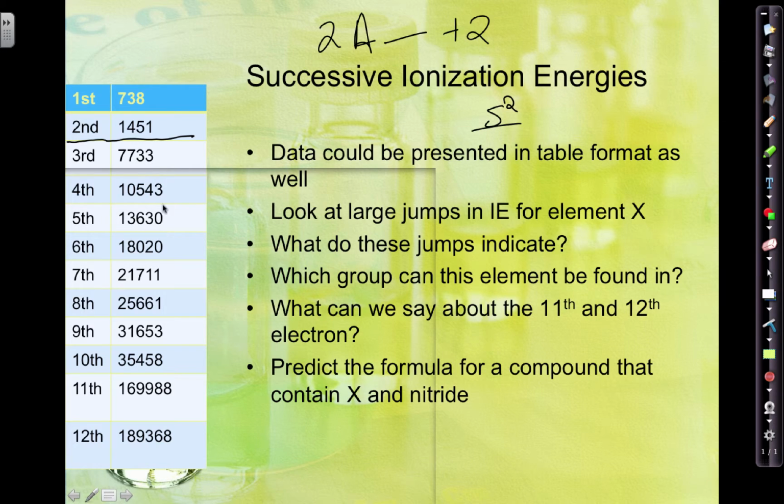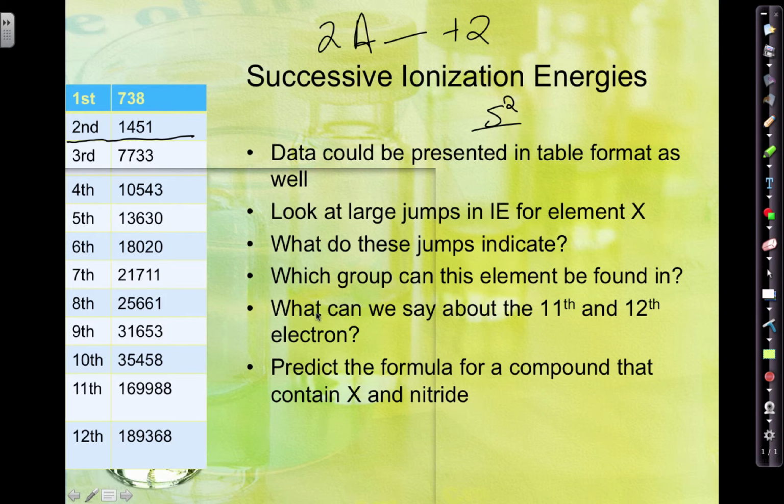Now, if you saw a large jump between the third and the fourth electron instead, that would mean that it's probably in group 3A. If you saw a large jump between the fourth and the fifth, it would probably indicate that it was in the fourth group. So those big jumps correspond to what group it's probably going to be in.